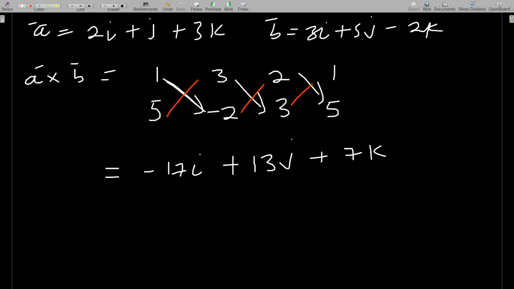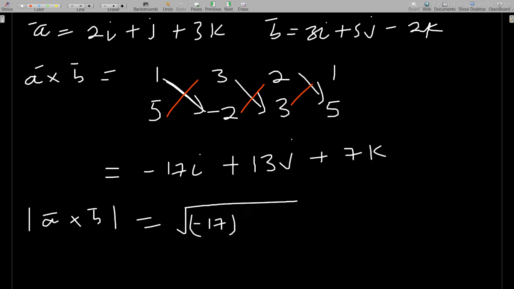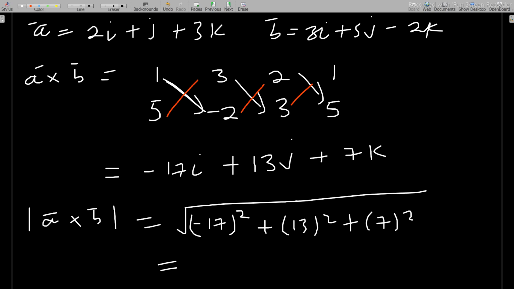So now the main question is for us to find the magnitude of A cross B, and that will be equal to the square root of negative 17 squared plus 13 squared plus 7 squared. Square root of the whole of that, and I will get the answer to be square root of 507 units. I hope you get this. So this is very simple like that.